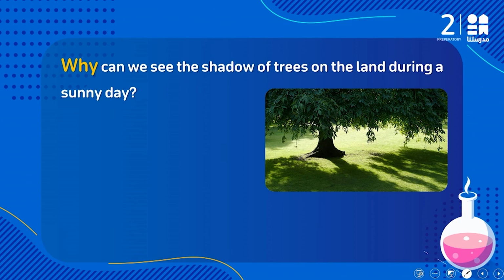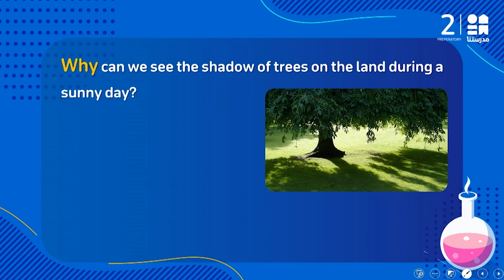So I will ask you, why can we see the shadow of trees on the land during a sunny day? The sun produces light. This light is going to travel in a straight line. When it falls on the tree, which is considered an opaque object, it doesn't allow the light to pass through it. So it's going to form what? It's going to form a shadow on land.